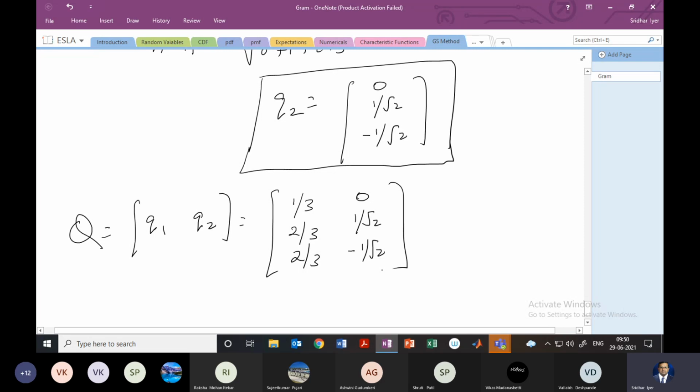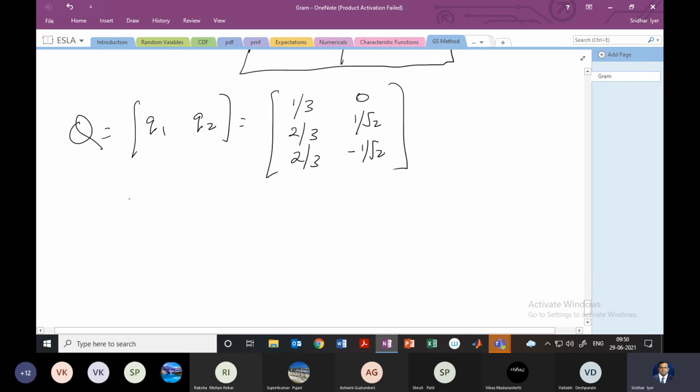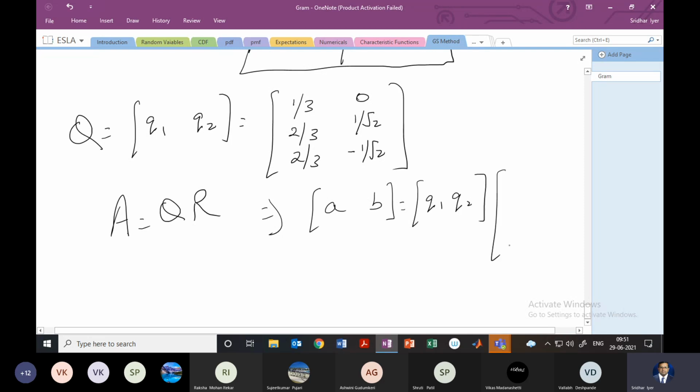Okay. So now if we need to factor it, it will be of the form A equal to QR, right? So we can write this in the form. So I'll write this A as A, B, which will be column matrices, and we'll have Q, which is Q1 and Q2, right? And then we'll have R, which is the matrix here. So you'll have Q1 transpose A, Q2 transpose A, then you have 0, and then you have Q2 transpose B.